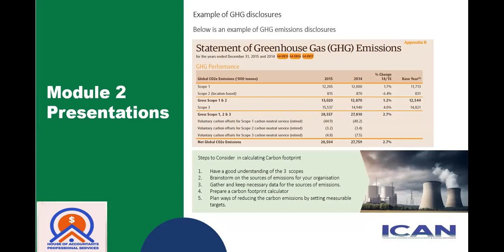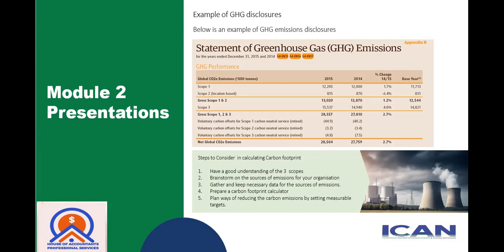Now, steps to consider in calculating carbon footprints. Have a good understanding of the 3 scopes. That is the first one. Brainstorm on the sources of emissions for your organization. You must know where this particular emission is coming from. Then gather and keep necessary data for the sources of emission. So if you have 5 vehicles, you must make sure you have that 5 vehicles. It will not be acceptable again that we give 2 official vehicles to directors or top management, and they bring them to the office, and when they are going home, they take their children and family, which is not related to business activities. So they have to be cautious of that.